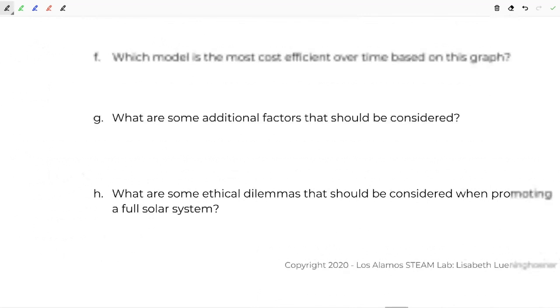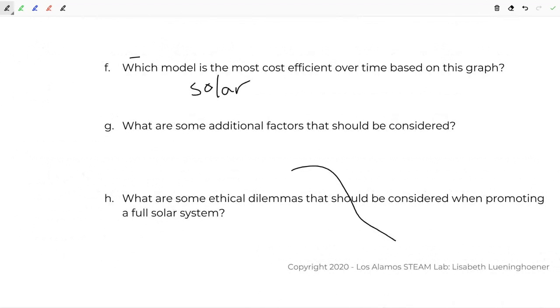What are some ethical dilemmas that should be considered when promoting a full solar system? This is really important to consider because a solar system is expensive to install. So it's not really fair to go around telling everyone that solar is the way to go, because people might be really interested in this sort of low carbon energy, but they can't because they don't have the money to install it on their roof. So even saying that it's cheaper over time has no effect on anything if a person does not have the money to put it in up front.